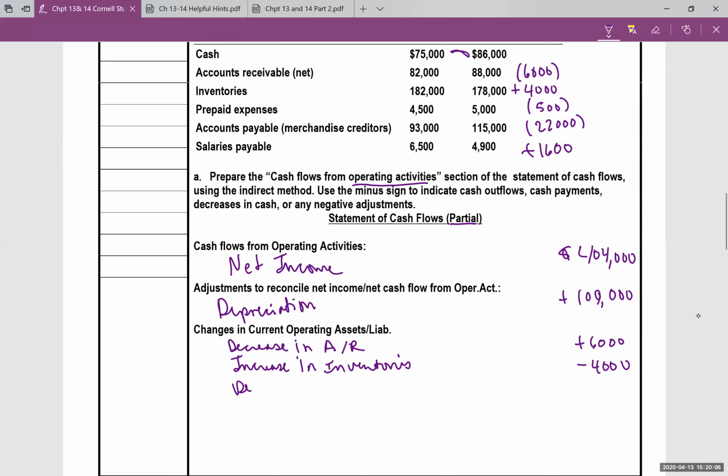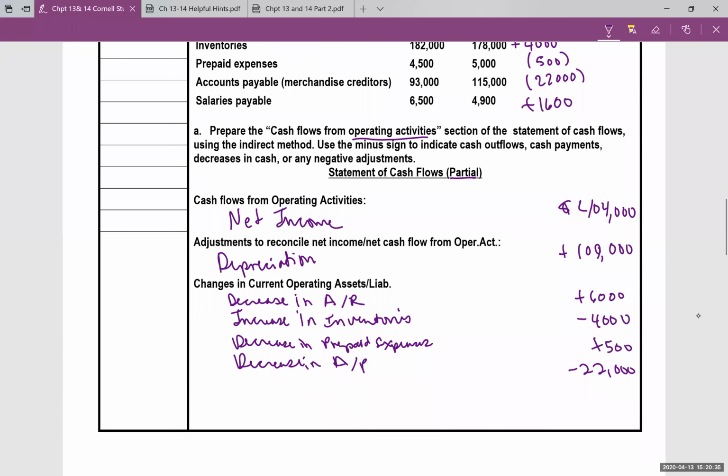There's a decrease in prepaid expenses. That's a plus 500. There's a decrease in accounts payable, 22,000 actually. And a decrease in accounts payable is going to be a decrease here because you paid that liability down pretty far. 22,000 more. And then finally, there was an increase in salaries payable. So you didn't pay as much as what you had at the beginning of the year. So that is a positive 1,600.